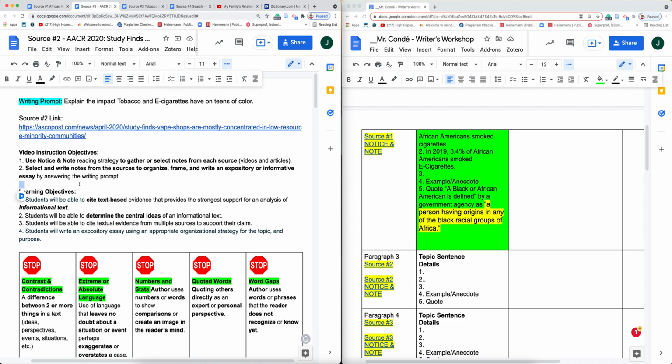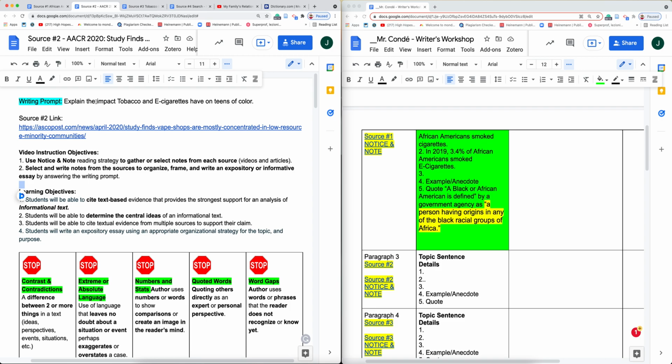The second thing is that you want to be strategic, okay? You're going to select and write notes on the template, but also you have to look at the prompt. Always remember the prompt, explain. So the notes that you're looking for are details that will help you explain or teach or show anything that's related to the impact of tobacco and e-cigarettes that they have on teens of color.